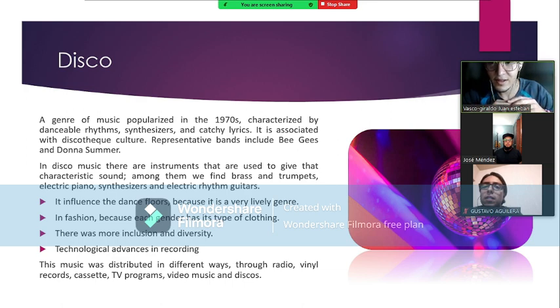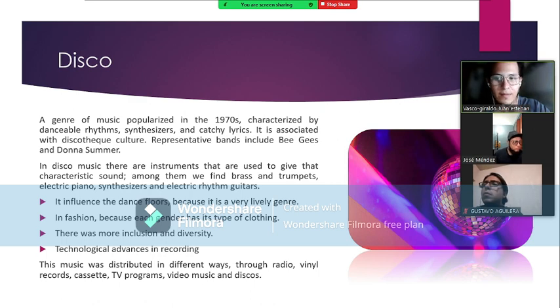In disco music, there are instruments that are used to guide that characteristic sound. Among them, we find violins and trumpets, electric piano, synthesizers, and rhythm guitars. It influenced the dance floors because it's a very danceable genre.